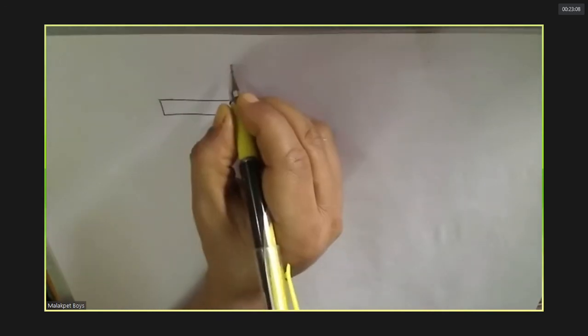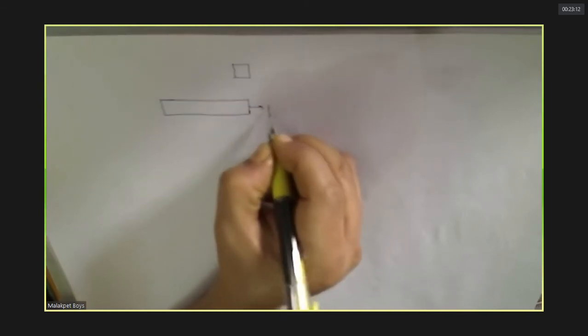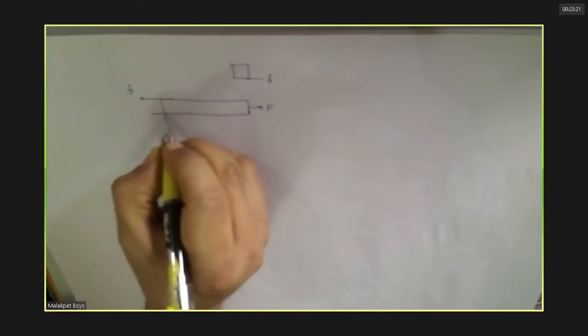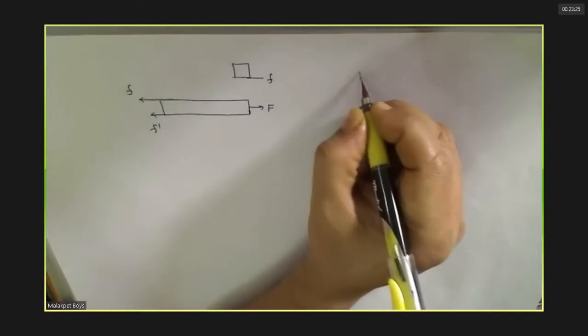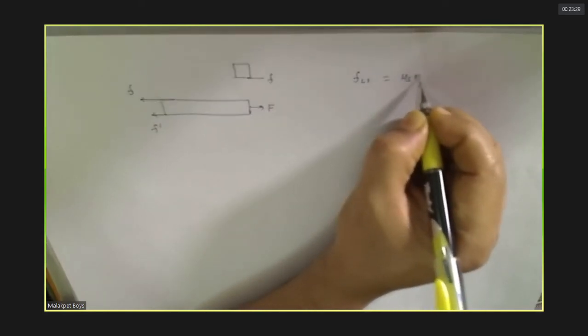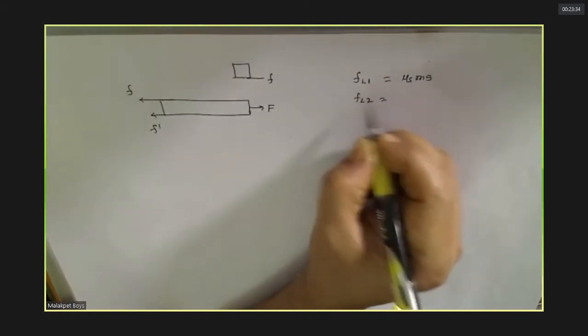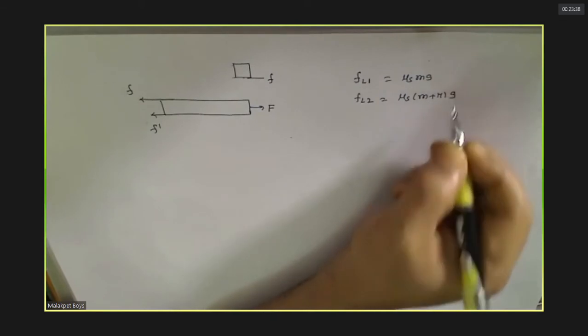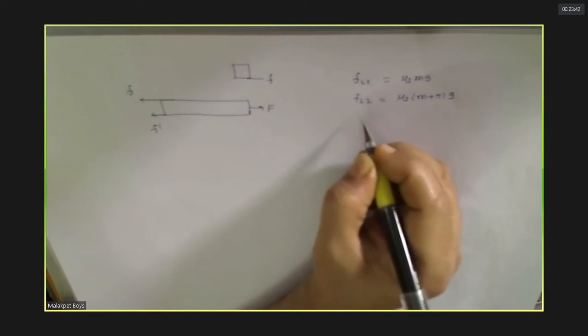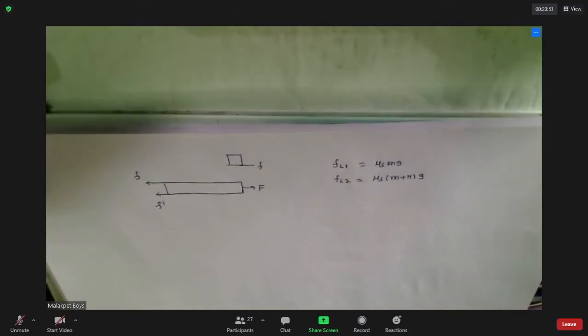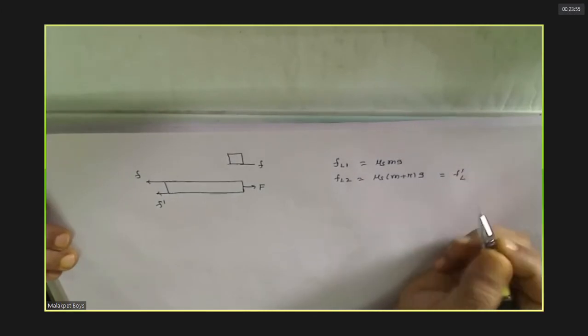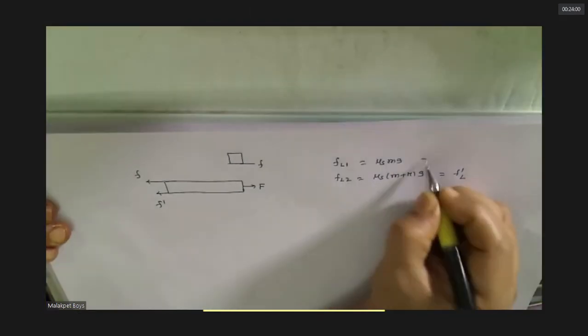Now again, let us introduce friction below. If there is friction below this, this is F. F dash, okay. Limiting friction for the one is, and limiting friction for the below one will be, do you agree with that? Any doubt? No, sir. Is nothing but FS dash limiting, no? Agreed? Yes, sir. This is F limiting.